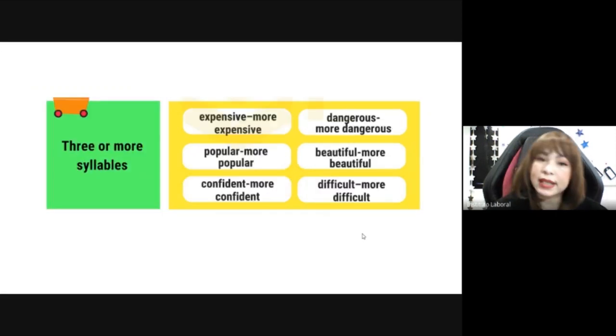Three or more syllables. What happens when the adjective has more than two syllables? Well, we add the word more. More expensive. Dangerous, more dangerous. Expensive, three syllables. Dangerous, three syllables. Popular, three syllables. Beautiful, three syllables. So we need to add the word more. More expensive, more dangerous, more popular, more beautiful. Confident, three syllables, more confident. Difficult, three syllables, more difficult.